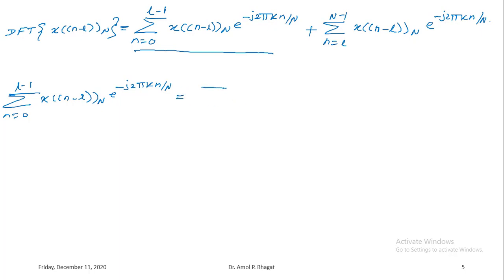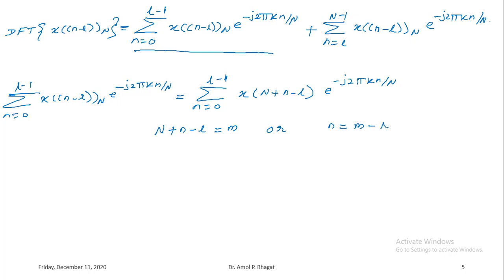So again, as per this formula, n equals 0 to l minus 1, as it is a circular sequence, this is nothing but x of (n plus N minus l), and e to the power minus j 2 pi k n by capital N. Again, we can substitute the value of n plus N minus l equals m. So if I am computing the value of n, n will be m minus capital N plus l. These values we are substituting in this equation.